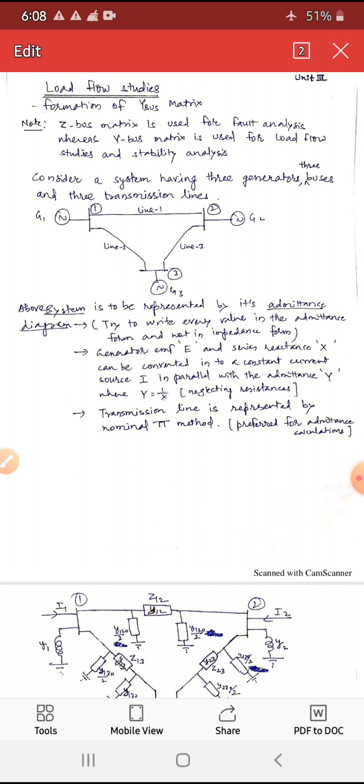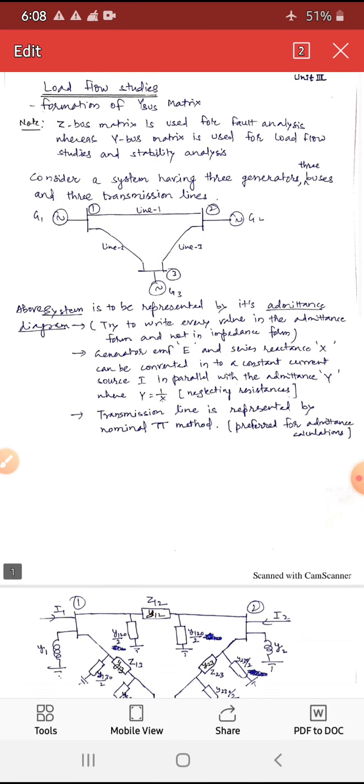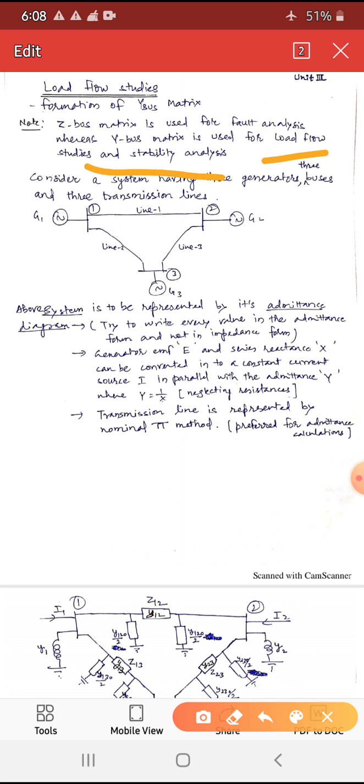When going for load flow studies, we basically adopt a Y bus matrix, and Z bus matrix is used for fault analysis, whereas Y bus matrix is used for the load flow studies and stability analysis. So this is the very important point to consider, that bus impedance matrix is particularly useful for fault analysis, and bus admittance matrix is useful for load flow studies and stability analysis.